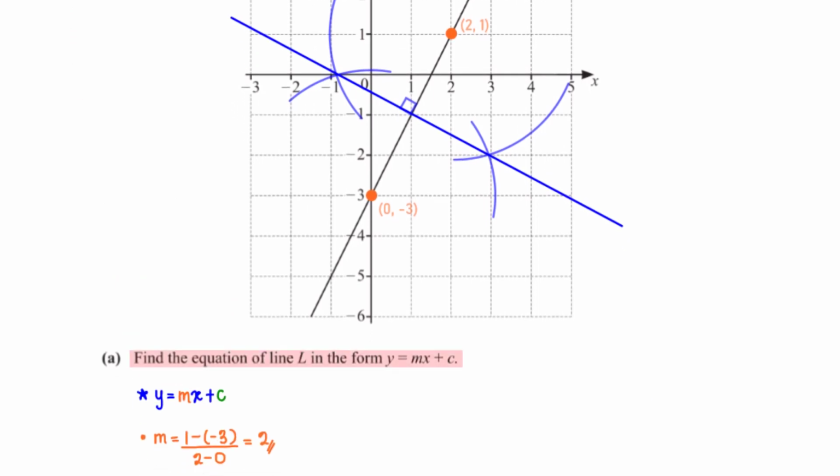Find the equation of line L in the form y equals mx plus c. All we need to do is to find the values of m and c and plug in these values into y equals mx plus c.